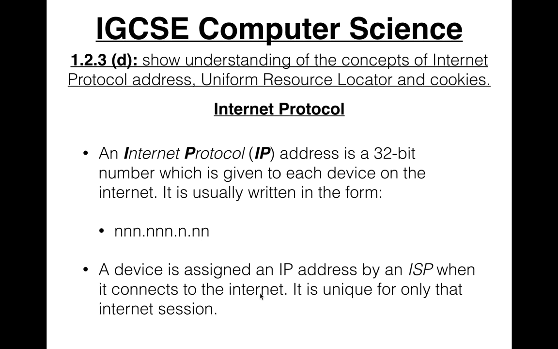A device is assigned an IP address by an ISP when it connects to the internet, and it's unique for only that internet session. An ISP is a company which provides a user with access to the internet and then charges them a monthly fee. They create a user account, which usually contains a username and password, like a Wi-Fi password, so people can get access.